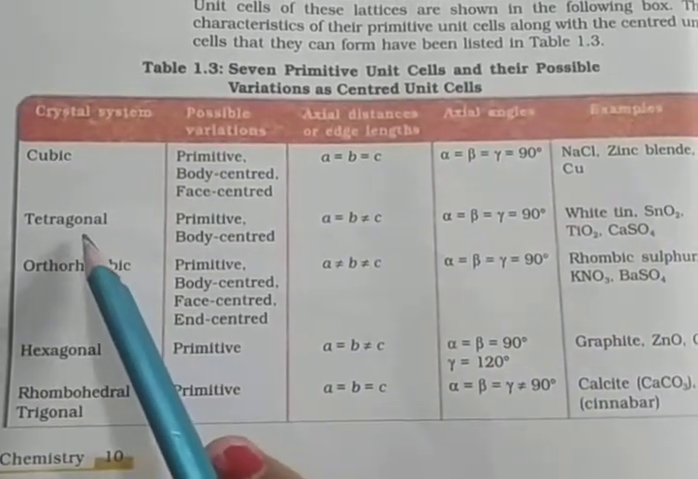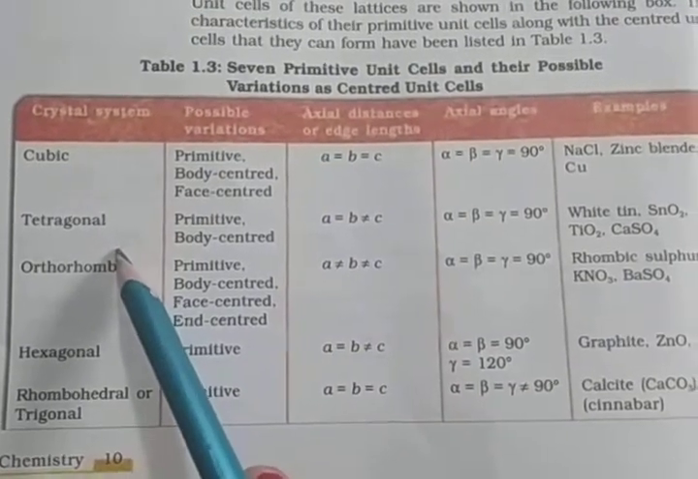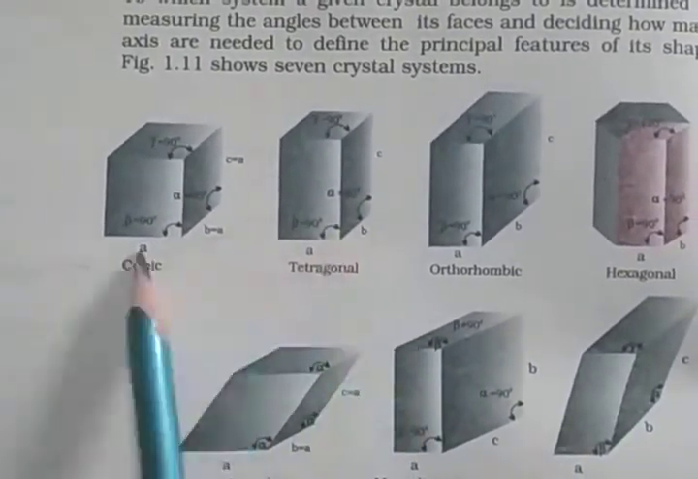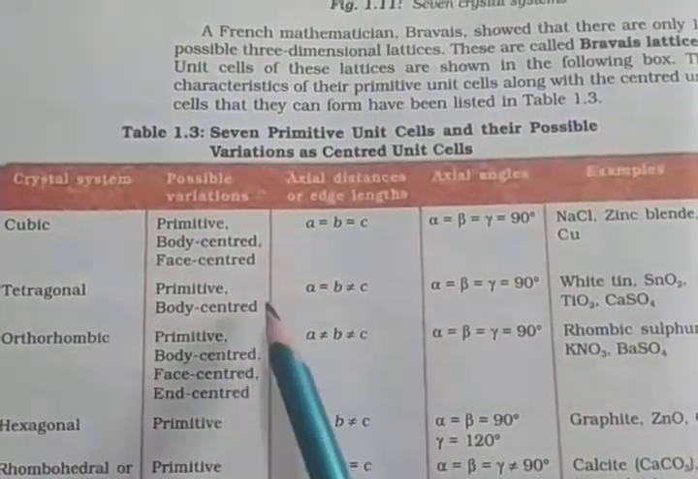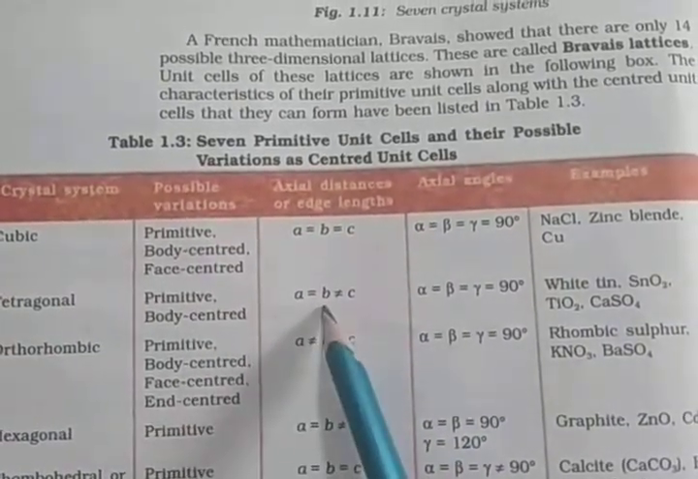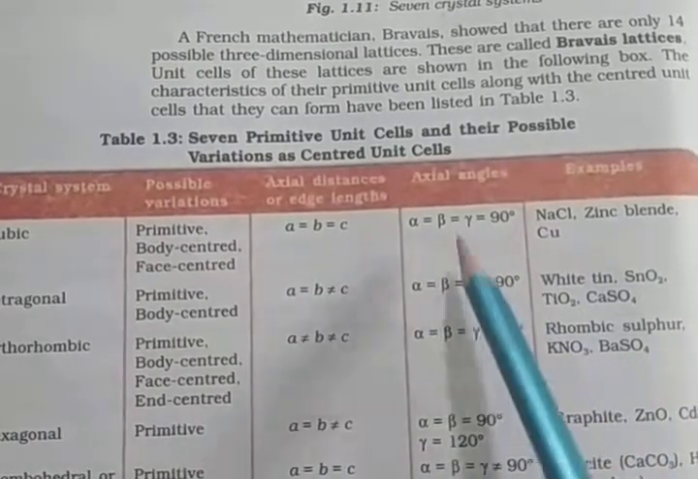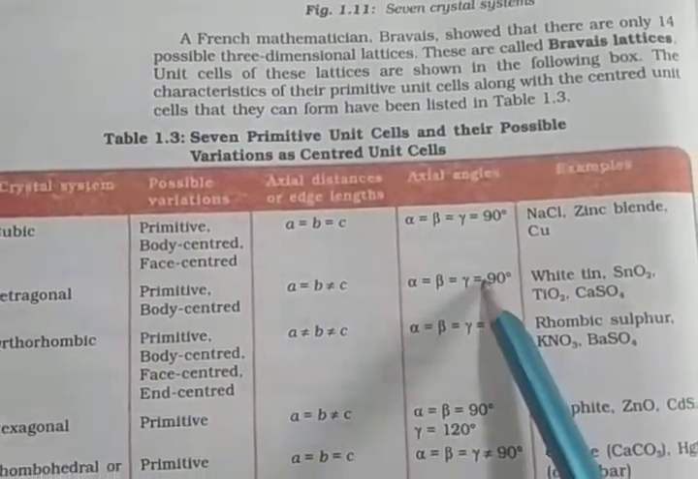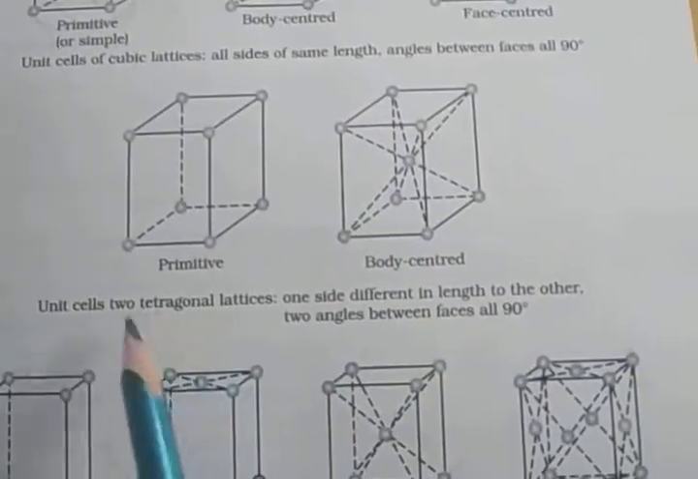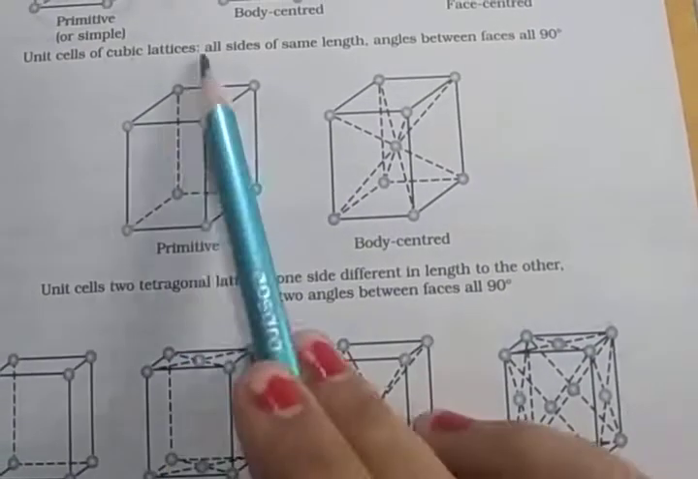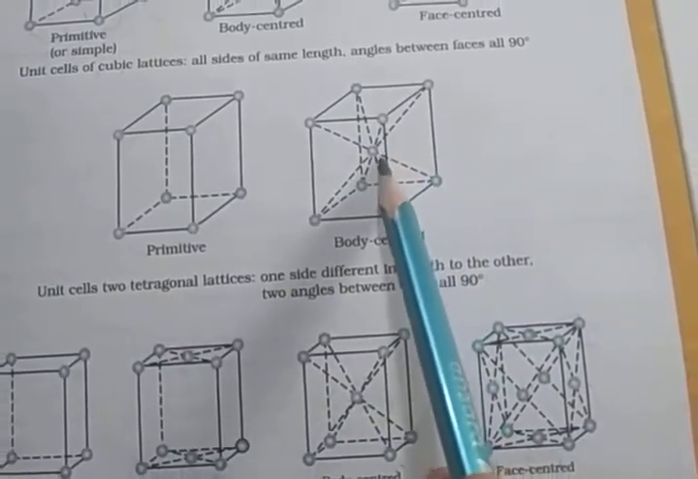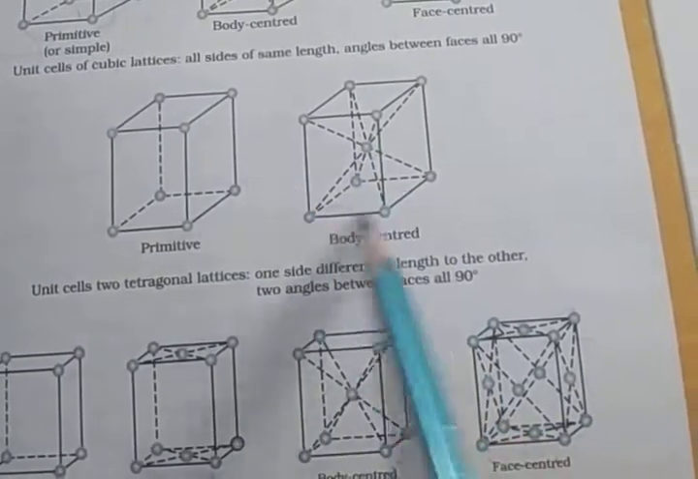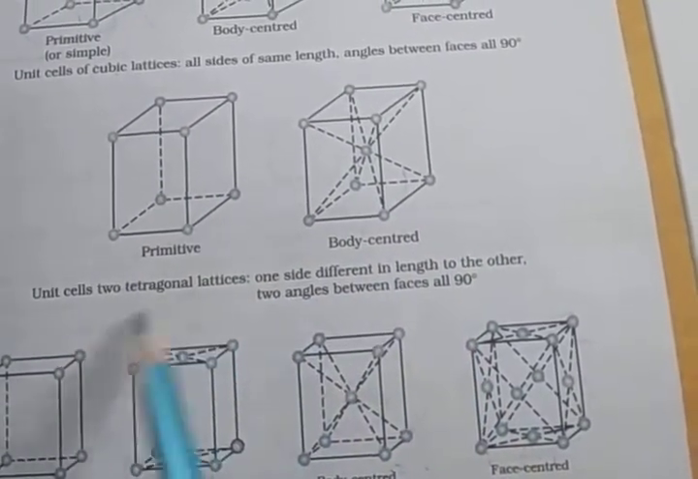Then the second crystal system is tetragonal. In tetragonal, the possible variations are only primitive and body centered. The reason is that edge lengths A and B are equal but not equal to C, and the axial angles alpha, beta and gamma are all 90 degrees. Primitive means constituent particles are present on the corners, and body centered means one other constituent particle is present at the center of the cube.